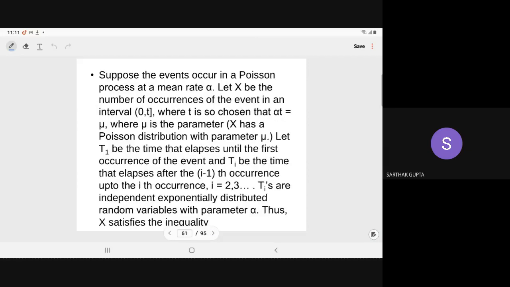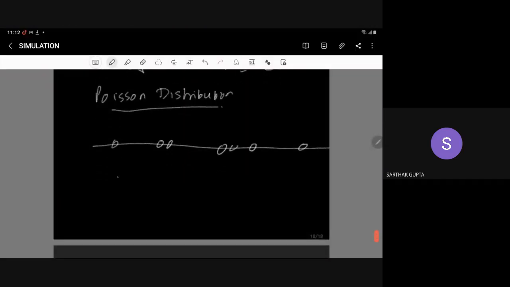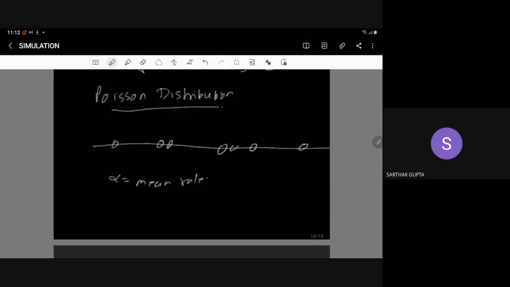So suppose the events occur in a Poisson process at a mean rate alpha. So the mean rate alpha is given to you. Let x be the number of occurrences of an event in an interval 0 to t, where t is so chosen that alpha t is equal to mu. What is alpha? Alpha is the average rate. Alpha is the mean rate, meaning in unit time how many occurrences we have.